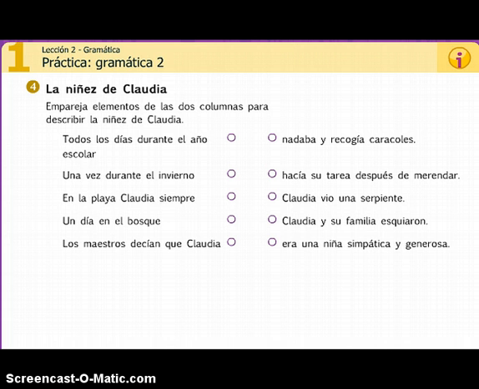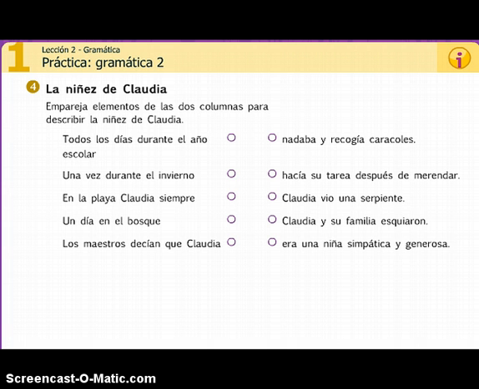Ahora tenemos práctica 4, la niñez, the childhood, de Claudia. Vamos a emparejar, match up, elementos de las dos columnas para describir la niñez de Claudia. So for this activity, it might be a little bit tough for you, because on the left, we want to think about the context of the beginning of the sentence. What are they saying? But we also want to see, does that part in column 1 include imperfect type words, like siempre or todos los días, or does it include preterite type words, like anoche or ayer? So go ahead and pause the video at this time so you can match up the answers from both columns.